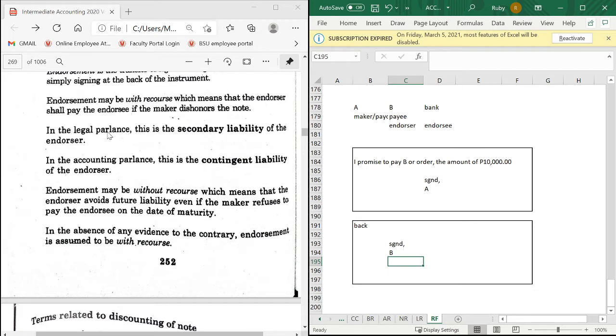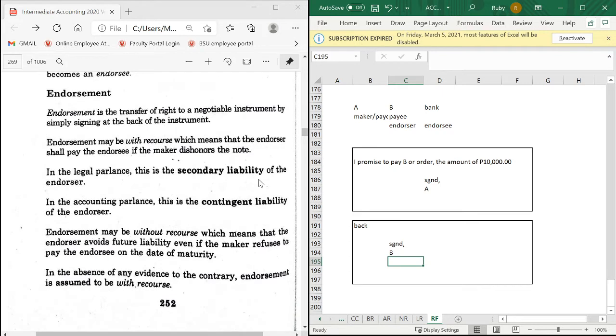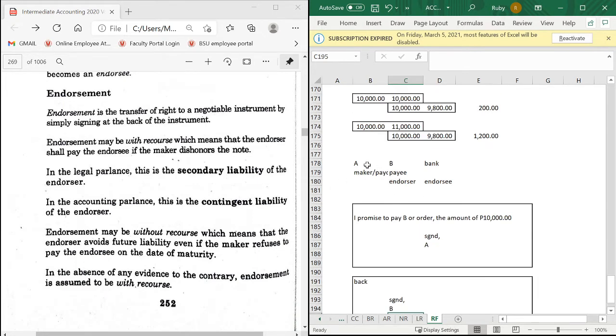In the legal parlance, this is the secondary liability of the endorser. Endorsement with recourse, which means the endorser shall pay the endorsee if the maker dishonors the note. Ang recourse, pwedeng bumalik. Kaya ibig sabihin with recourse. Kapag without recourse, hindi pwedeng habulin ni bank si B kapag hindi nakabayad si A. Kapag with recourse, pwedeng habulin ni bank si B kapag hindi nakabayad si A.